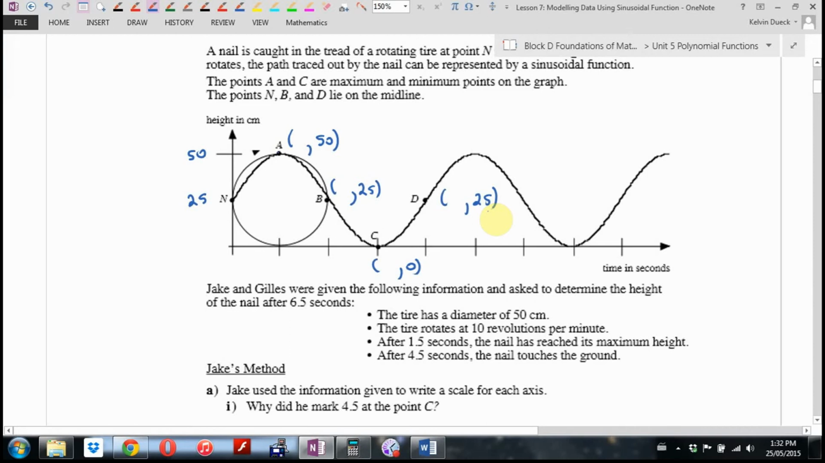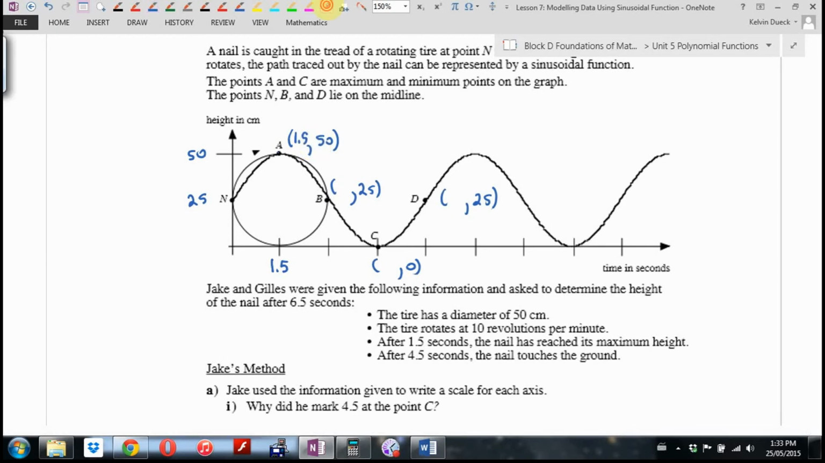The tire rotates at 10 revolutions per minute. We'll come back to that. Can you read to me the third bullet after? Oh, I think they've just told me this x value here is 1.5. In fact, this mystery point is 1.5, comma, 50. Is that okay?